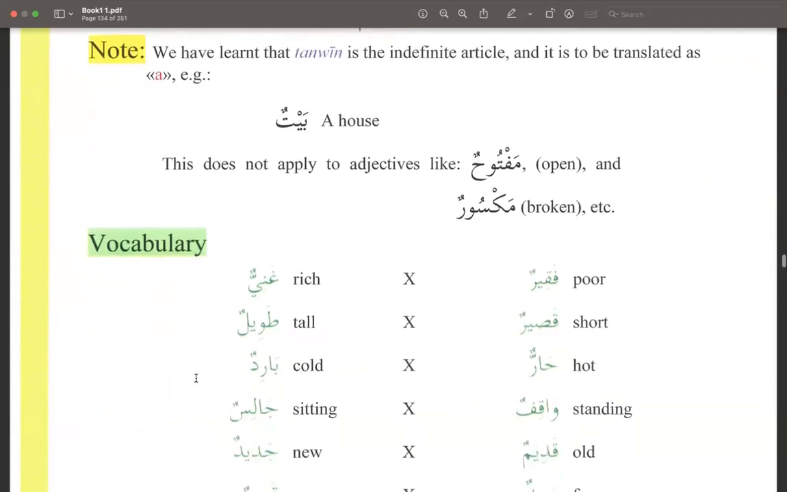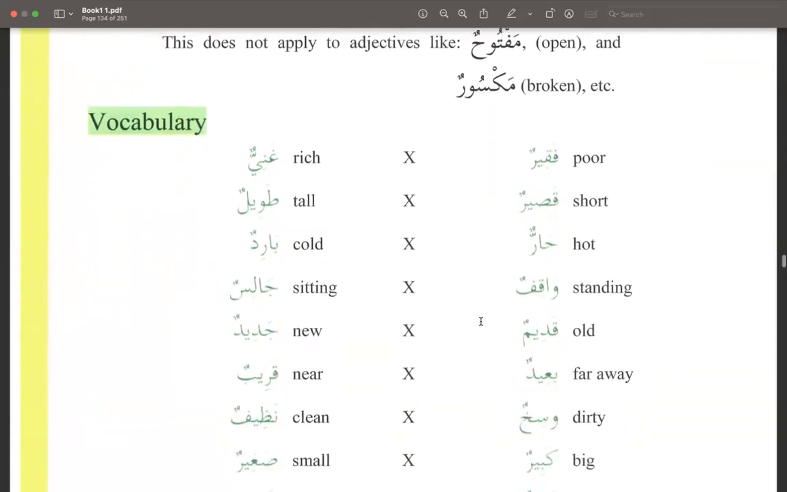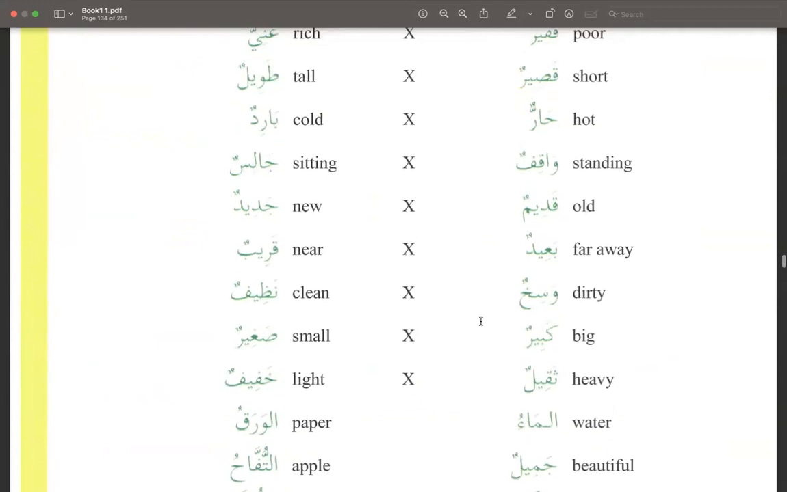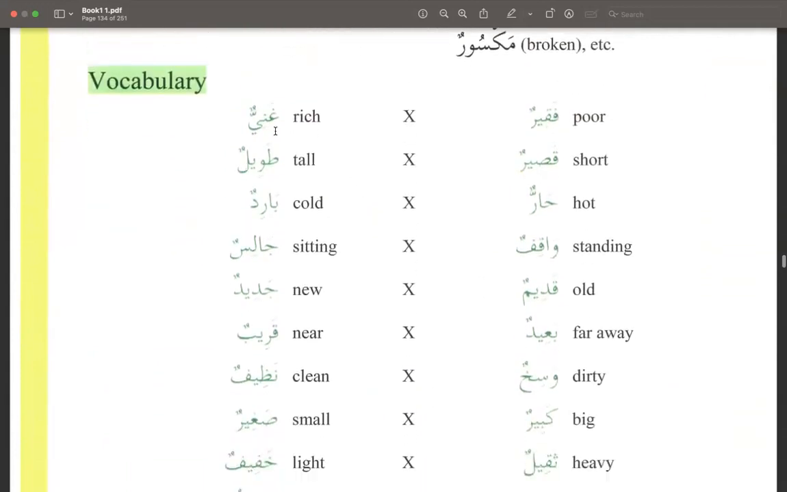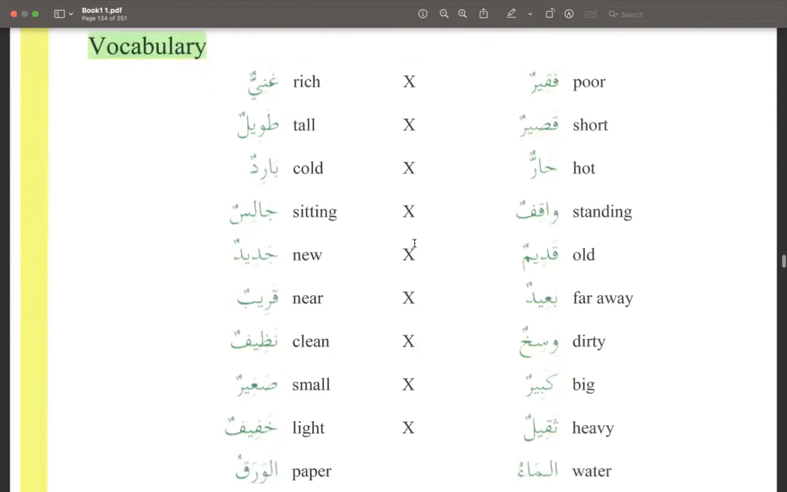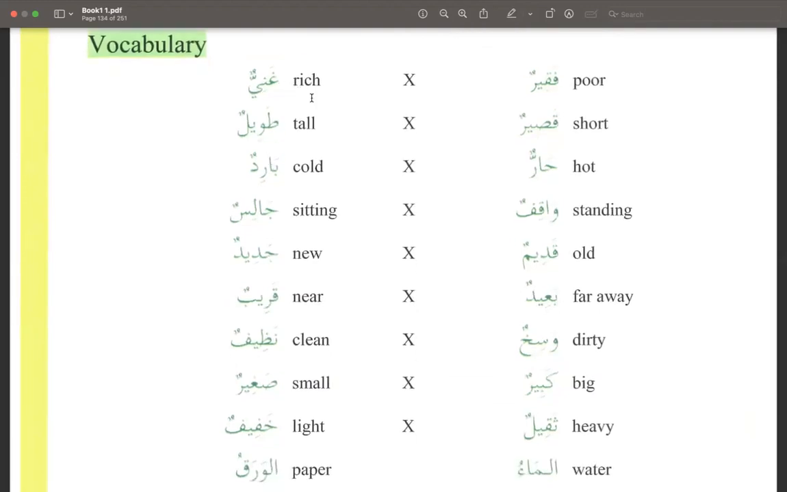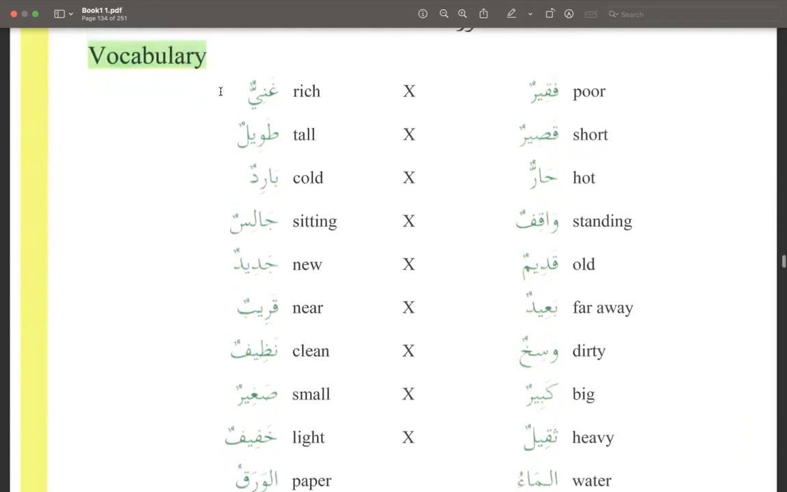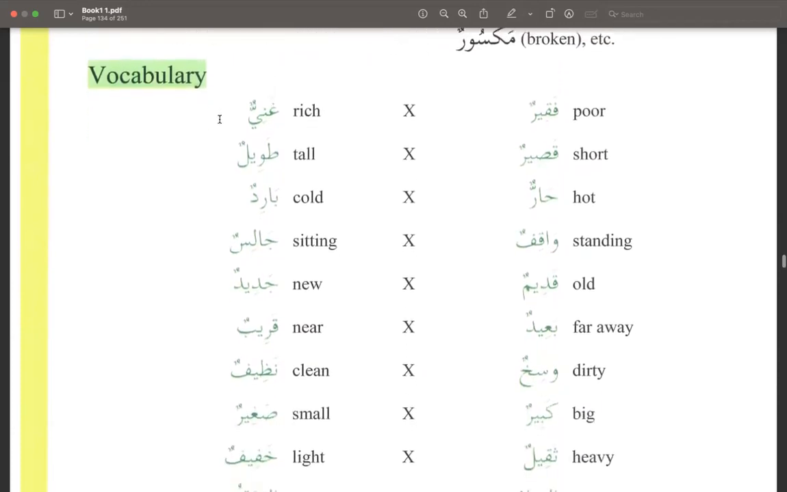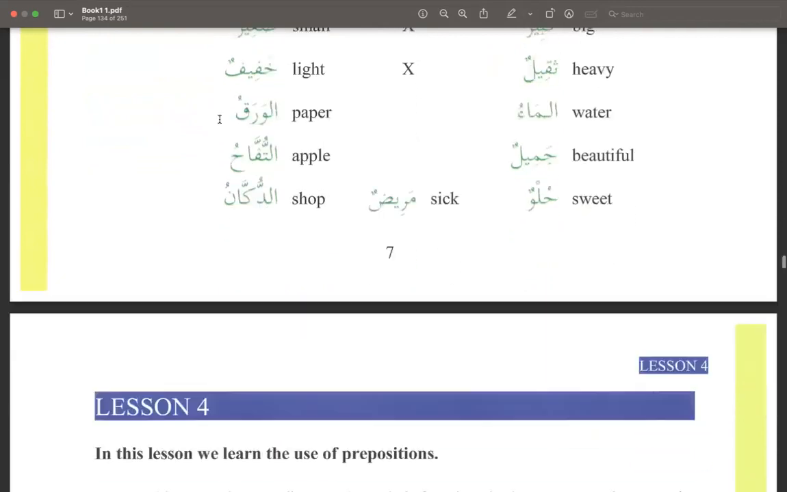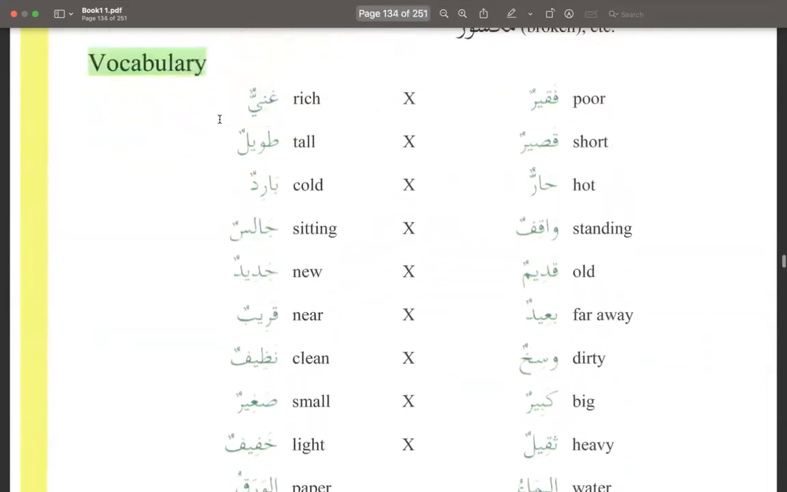Okay, so this is the vocabulary here. Inshallah, what I want the students to do for homework is memorize the vocabulary and also write it down with the Arabic and the English translation. This will help you memorize it and also help you in your writing as well, inshallah. So you guys could do that for homework.